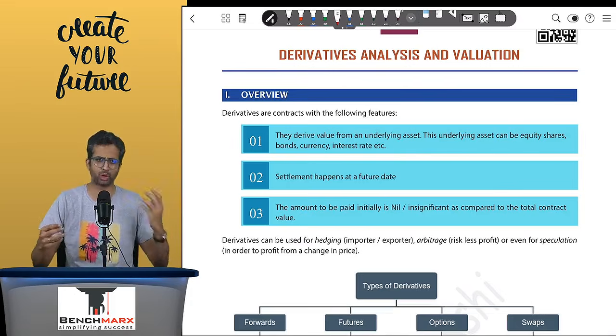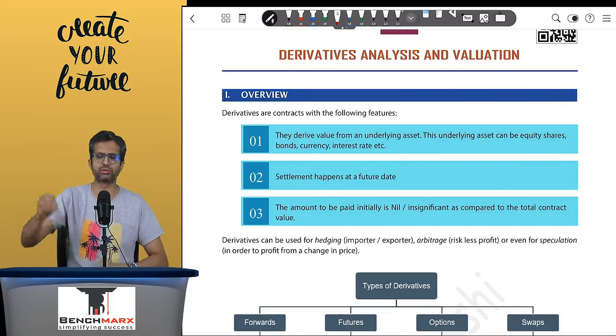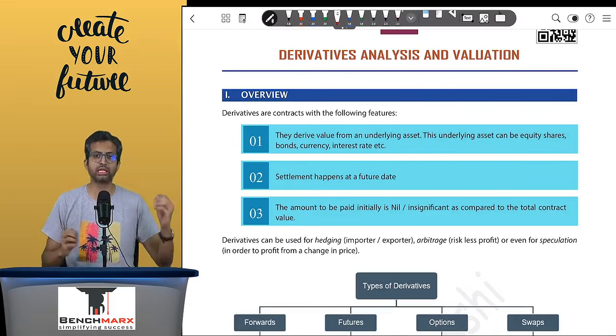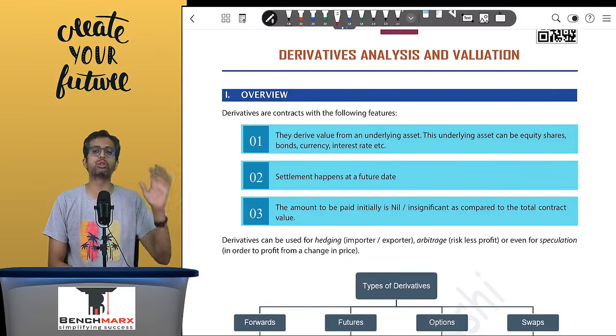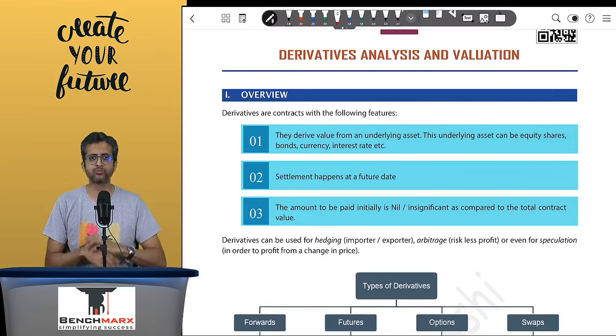Like in case of a forward, you pay nothing generally. In case of a future, you pay a deposit like a margin. In case of an option, you pay a premium, but in all cases, this is quite insignificant if you compare it with the overall value of the contract. So these are the features.